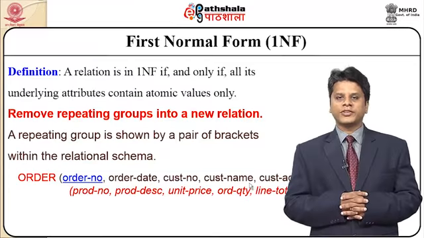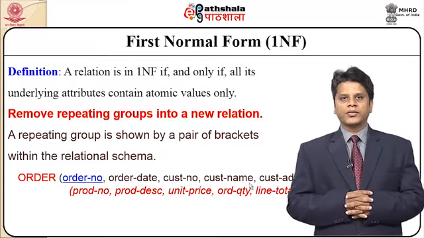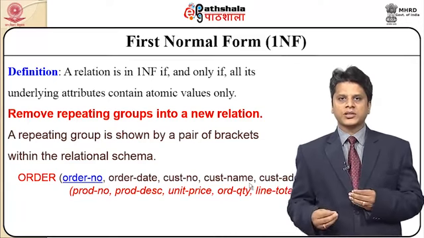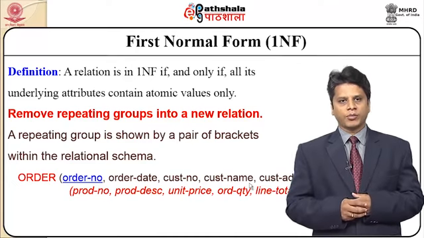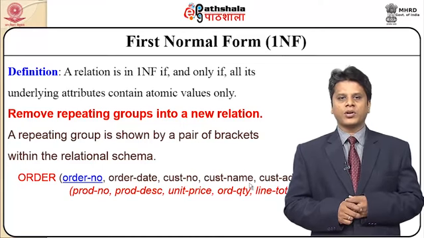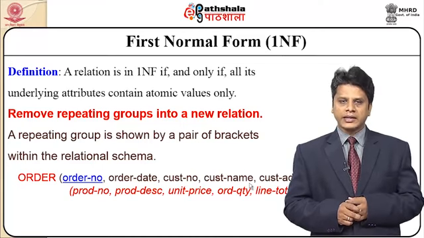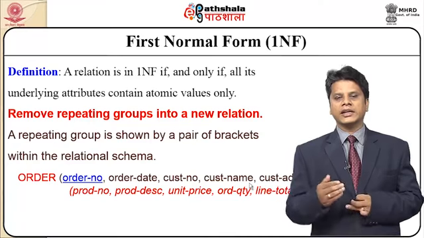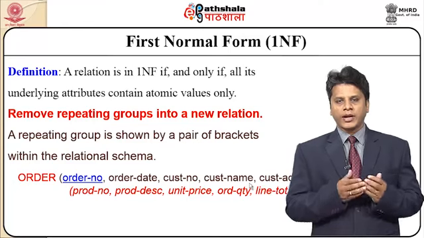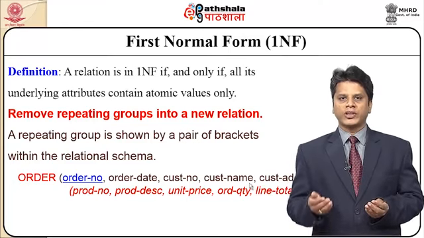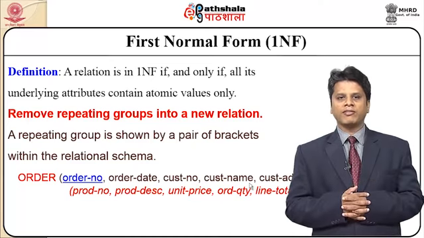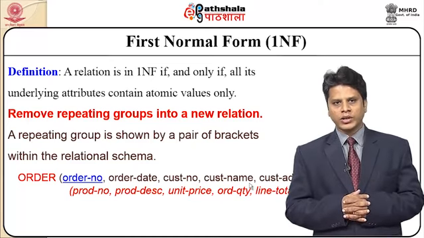How can we make it to a first normal form? We will define every normal form initially and we will give steps how to convert to that normal form. A relation is said to be in first normal form if and only if all its underlying attributes contain atomic values only. As I have already indicated what an atomic value means, from an unnormalized table to a first normal form, we ensure that all relations have atomic values only. So, it means we may have to remove repeating groups into a new relation.